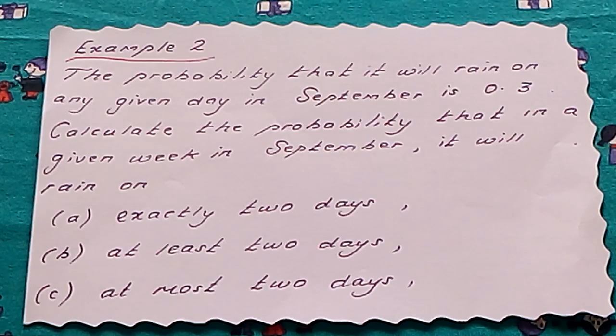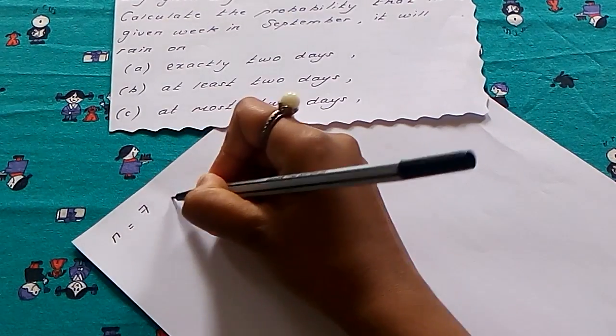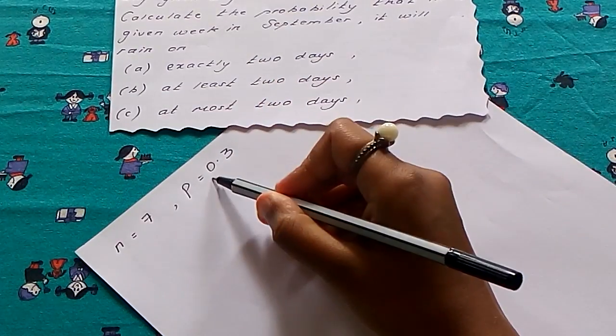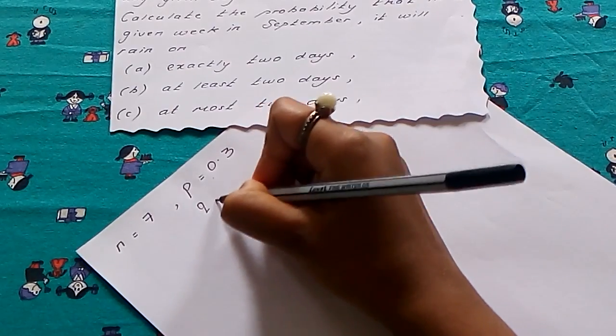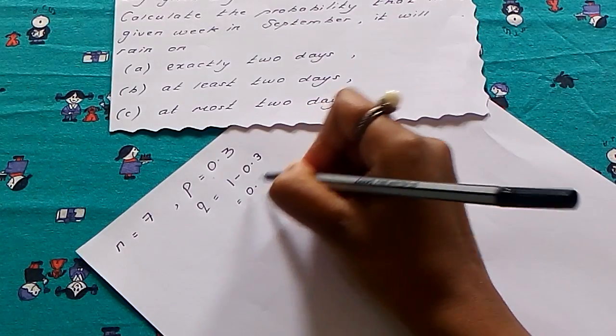So have we been given the n here? Yes, in a given week. So in 1 week we have 7 days, because you're asked to calculate the probability according to the number of days. Okay, so here the n will be 7. So we can write n is equal to 7, p is equal to 0.3. Now from the p we can calculate the q, which is 1 minus 0.3, which is 0.7.